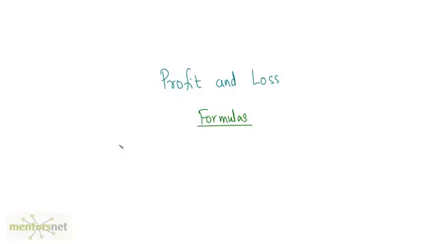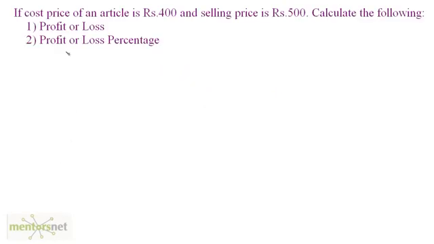Let us look at some of the formulas that are used in profit and loss. So we'll solve this question and I'll tell you the formulas that are required. If the cost price of an article is 400 rupees and the selling price is 500 rupees, calculate the following. You have to calculate profit or loss and profit or loss percentage.